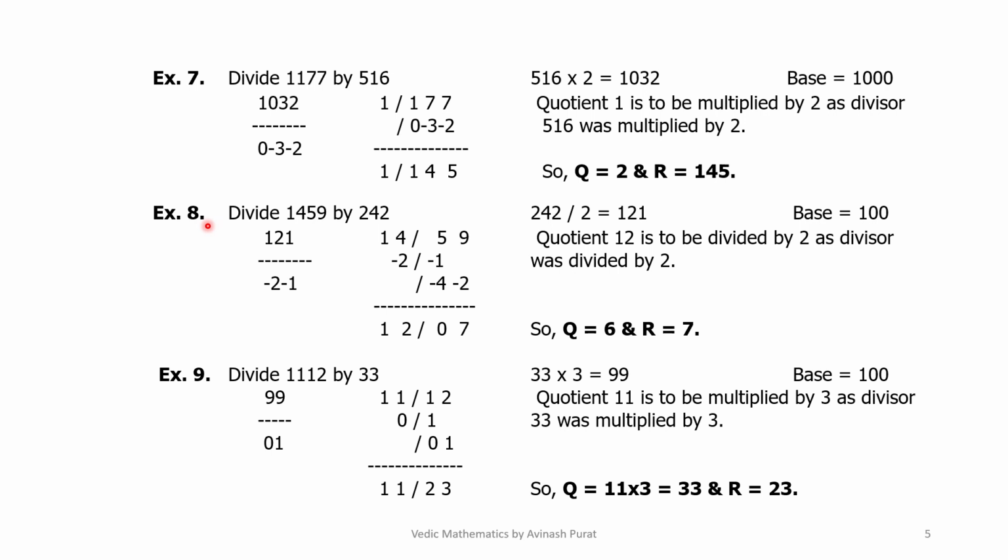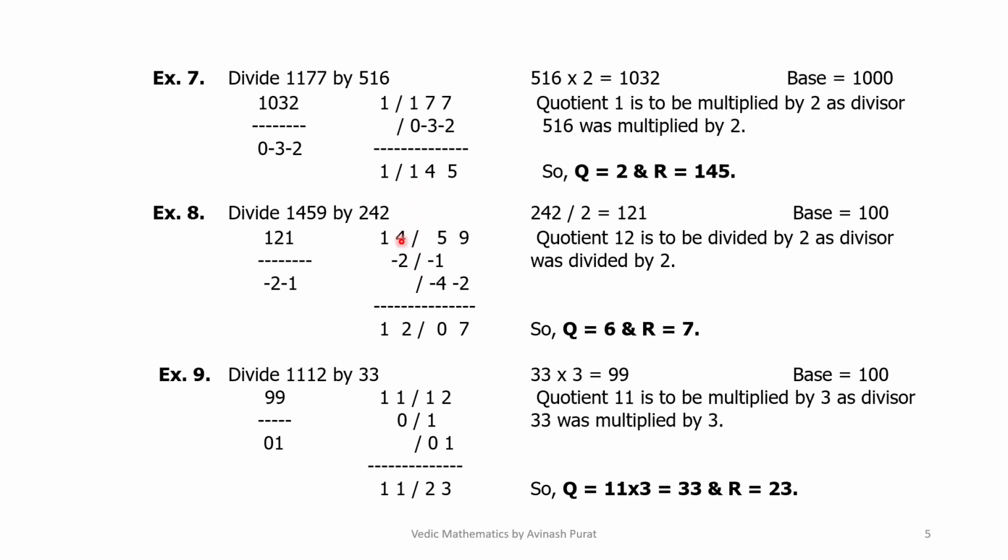Now example 8, divide 1459 by 242. 242 divided by 2 is 121, which is near the base of 100. 121 is the divisor and the difference between the divisor and base is minus 2 minus 1. So 1459 is the dividend, 1 brought down, 1 multiplied by minus 2 minus 1 is minus 2 minus 1.